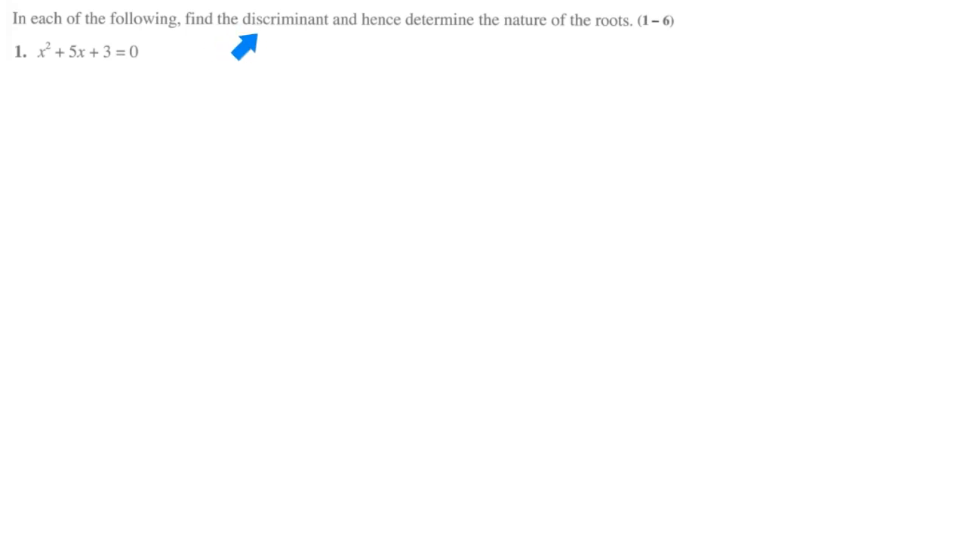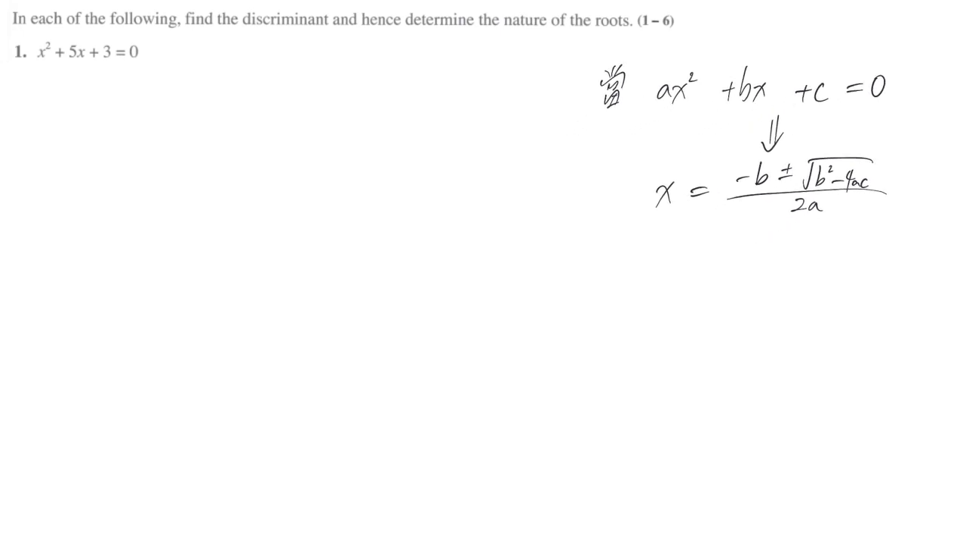In this question, they ask us to find the discriminant, and then we are going to determine the nature of the roots of these quadratic equations. First, in the first chapter, we learned it. Whenever there is a quadratic equation, there is a general method to get the solution, the x, that means the roots, directly, which is according to this formula.